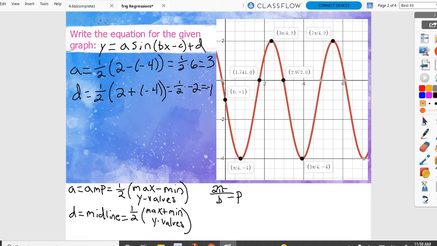Can't do that. B's in the bottom. P, what? 2 pi. So how would I get my b out of the bottom? Multiply both sides by b, right? And then how do I solve for b? Divide by p. So it'll be 2 pi over p. Correct. So we have 2 pi over p equals b.